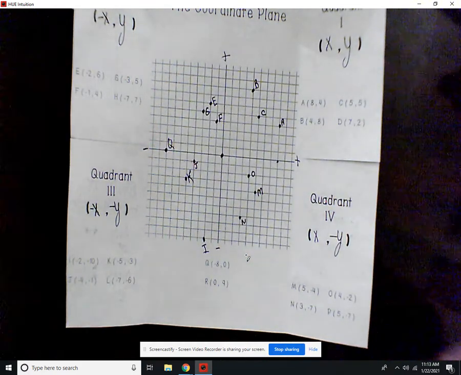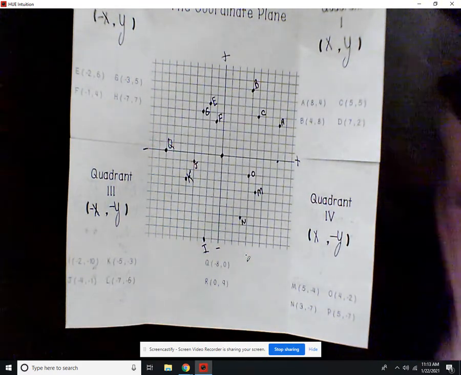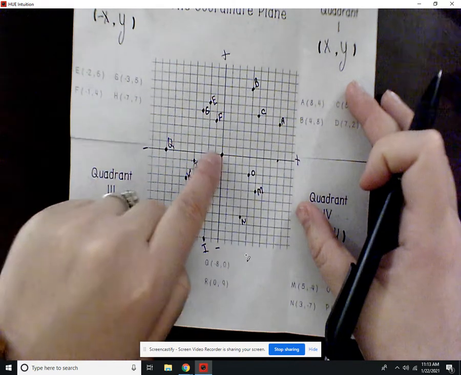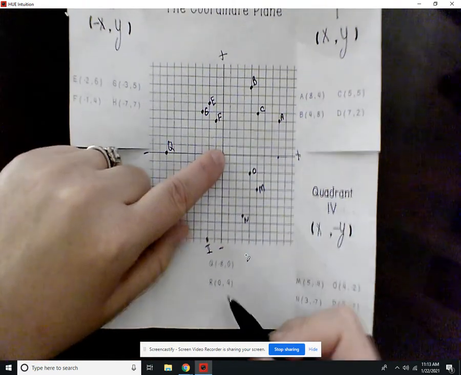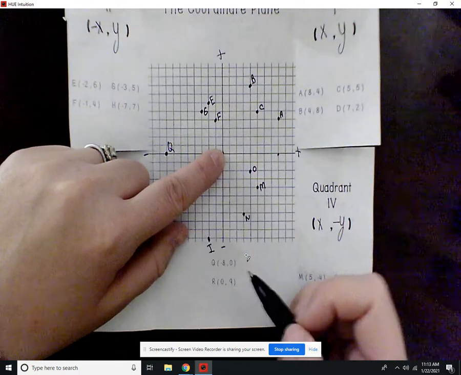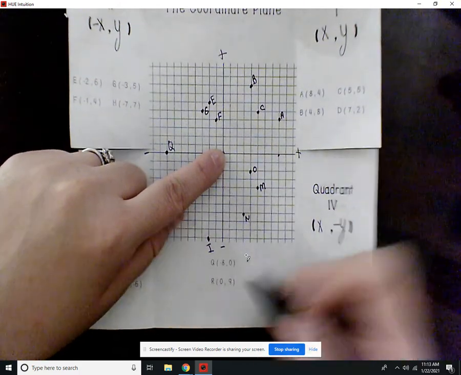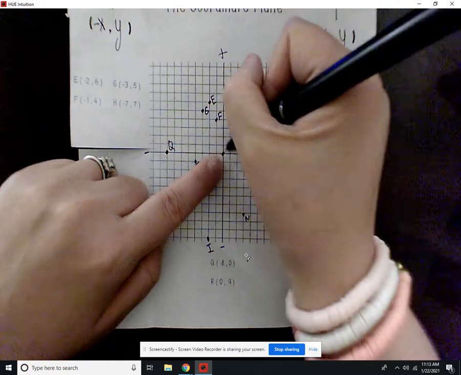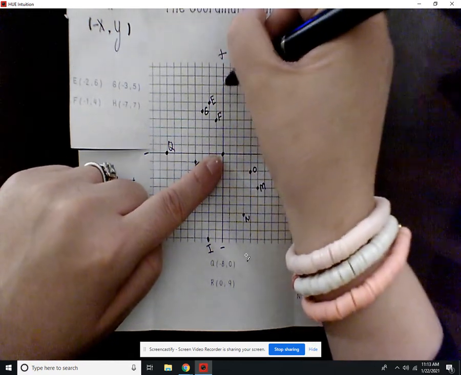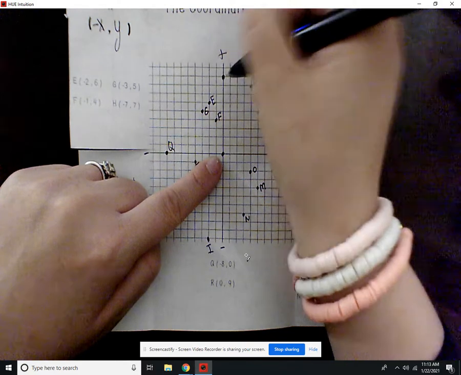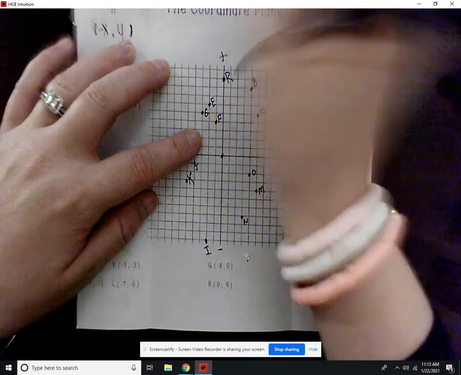All right, so now we have the opposite. What if the first number is 0? Well, if the first number is 0, that means we don't go left or go right. Okay, so we stay in the middle. The second number is where we go up or down. So we're going to go up 9 spaces because it's positive. 1, 2, 3, 4, 5, 6, 7, 8, 9. And then we're going to put a dot. And that is letter R.